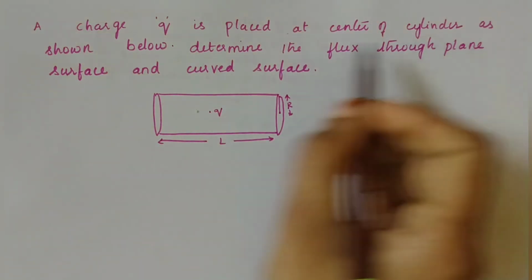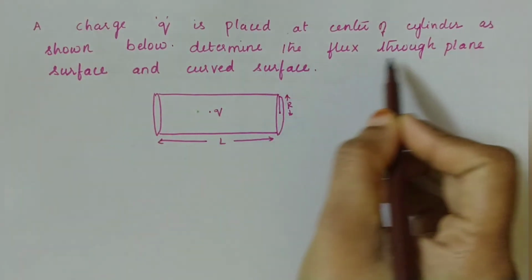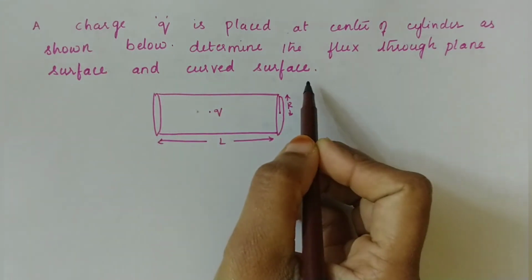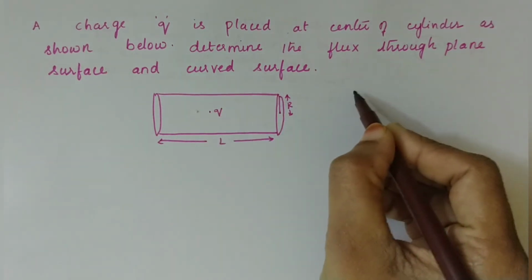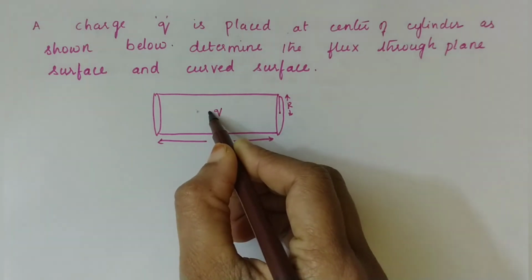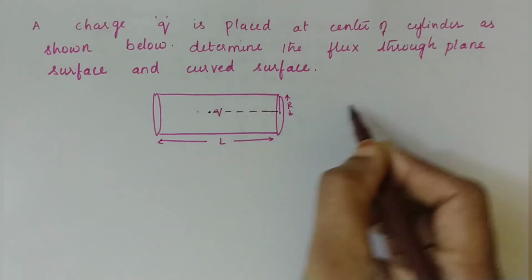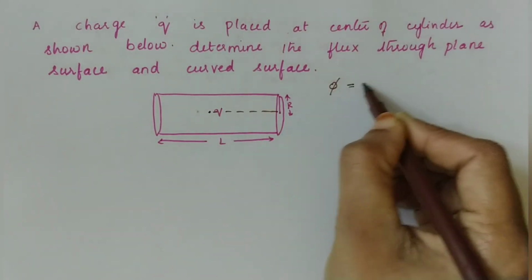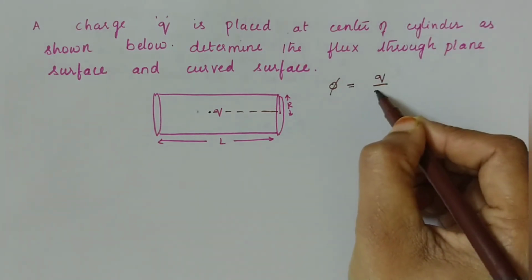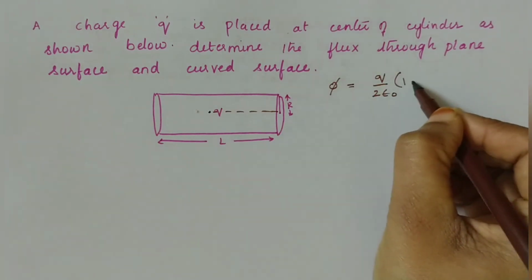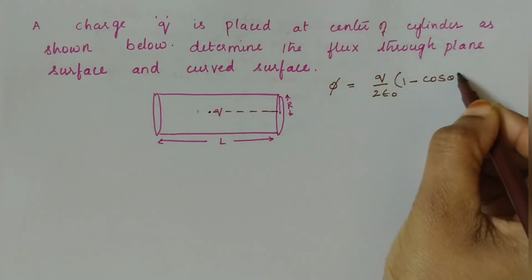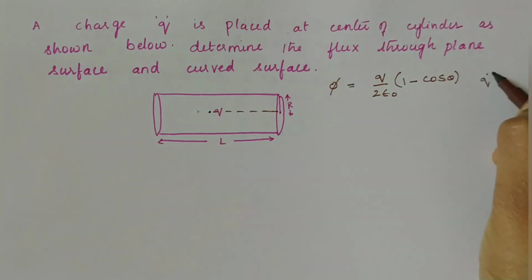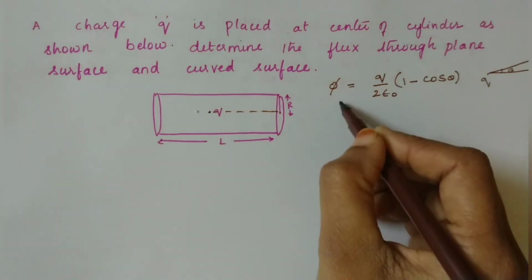The charge q is at the center of the cylinder and you need to determine the flux through the plane and the curved surface. Just now we have determined that when a charge q is placed at a distance x from a disk, flux is given by q by 2 epsilon naught into 1 minus cos theta for this arrangement, where theta is this angle. Now apply the same formula.